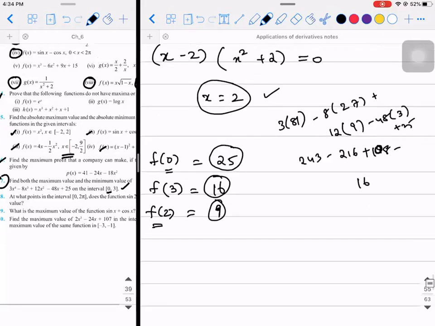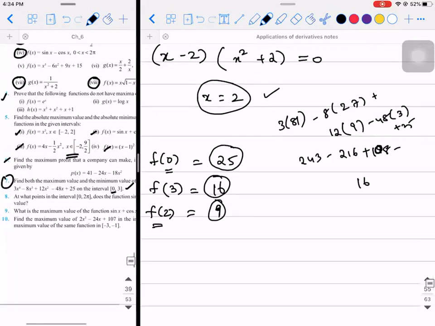So what is the question? Find both maximum and minimum value of the function. So what will be the maximum value? Maximum value will be 25. Minimum value will be 16. Had the question been open interval 0 to 3, what should have been done? The second derivative test. So for closed interval, you need not do the second derivative test.